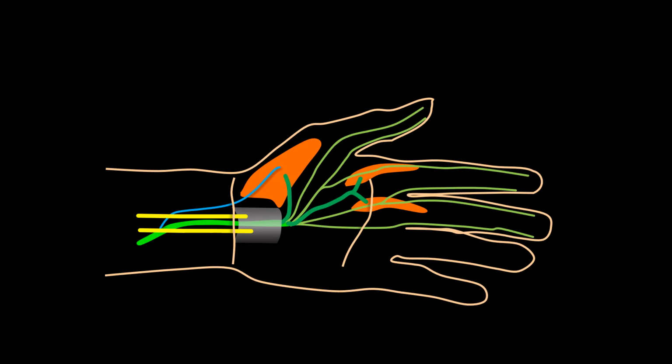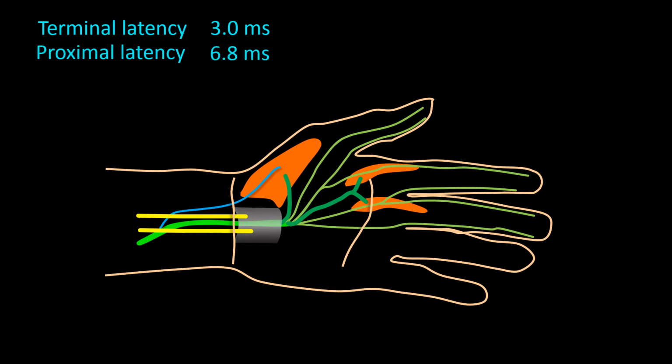I will first describe the calculation needed to determine conduction velocity by using a normal example. Let's say we are conducting a median nerve wrist and elbow motor conduction study in a normal person, and we find a terminal latency of 3 milliseconds, a proximal latency of 6.8 milliseconds, and a latency distance of 210 millimeters. I will now introduce a diagram showing these findings.